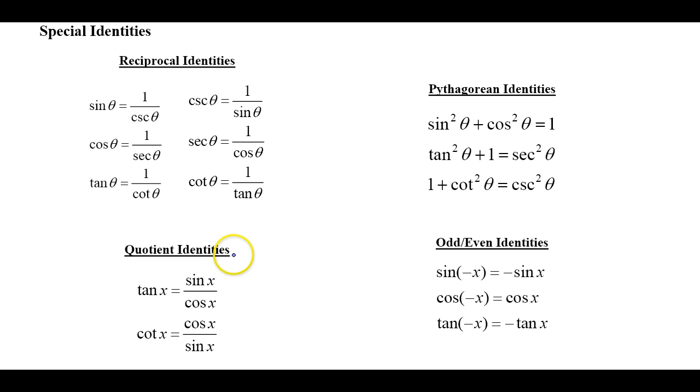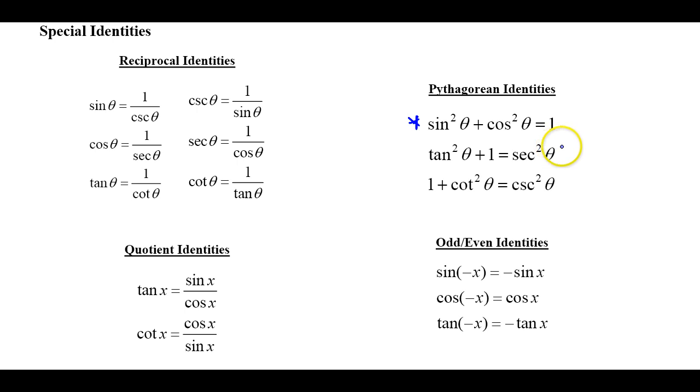It's also important to know the quotient identities. So tangent is sine over cosine. We did talk about that earlier. Cotangent is cosine over sine. The Pythagorean identities are huge, especially this first one here: sine squared plus cosine squared equals 1. And that does come from the Pythagorean theorem. And then tangent squared plus 1 equals secant squared theta, and 1 plus cotangent squared equals cosecant squared theta.